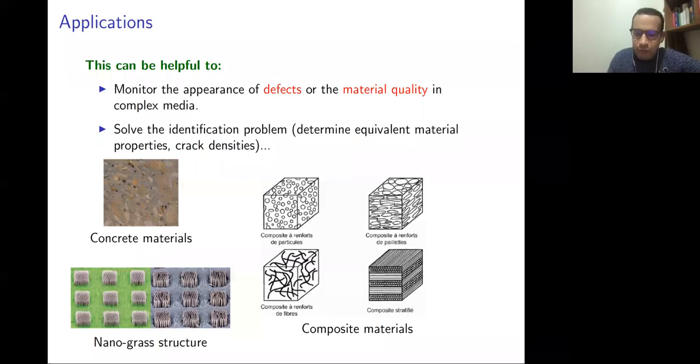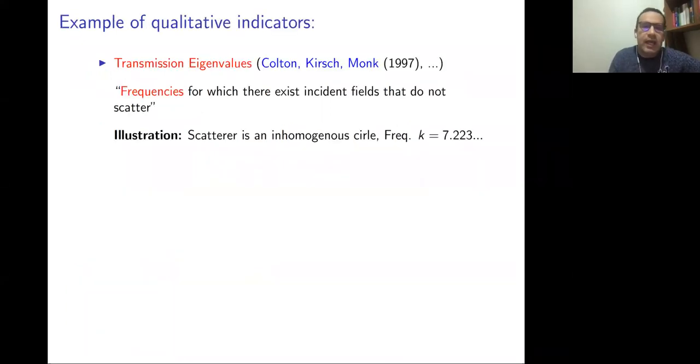In the literature, there are many that have been introduced. The ones at the origin of this idea of building qualitative indicators are the so-called transmission eigenvalues. These eigenvalues are related to invisibility, which is part of the title of my talk. To define them, we can say that these are the frequencies of the forward problem for which you can build some incident field that does not scatter. And let me just give some illustrations.